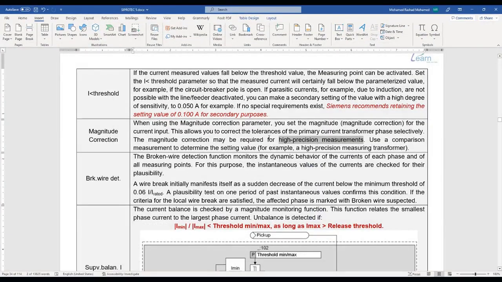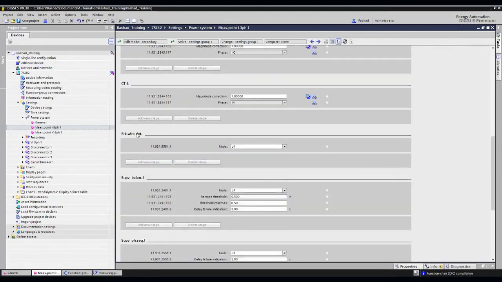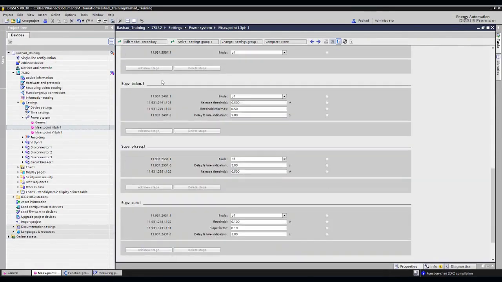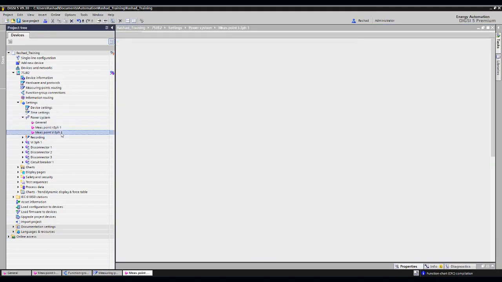Of course, you can read it all here completely. Very nice. Okay, after that, you will find the broken wire detection for the current. All the functions after that are the secondary settings. We can explain them, but usually we don't use them. Is that clear? Okay, let's move on to the voltage.